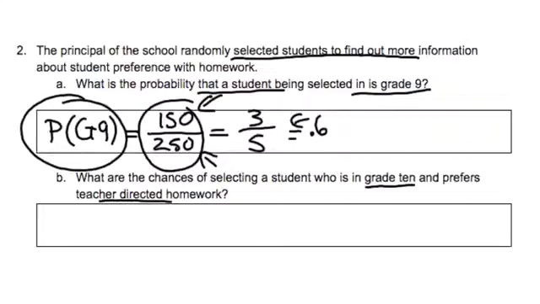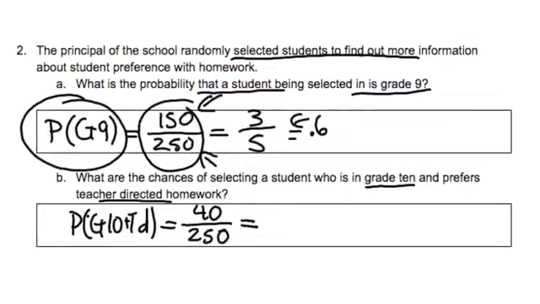Okay, what are the chances of a student being selected that's in grade 10 and prefers teacher-directed? So again, the whole sample space was 250. I'm looking for P of grade 10 and teacher-directed homework, right? Okay, so that's what I'm looking for. So how many students liked homework that was teacher directed? And so that was 40 out of 250. Okay, so there were 40 students in grade 10 who preferred teacher directed.